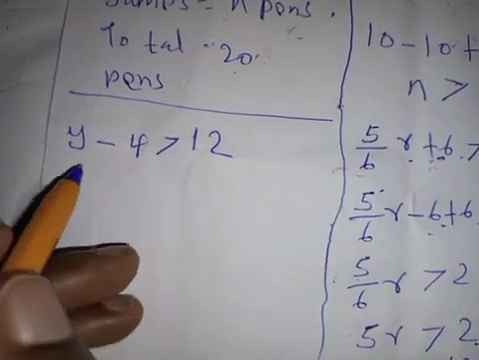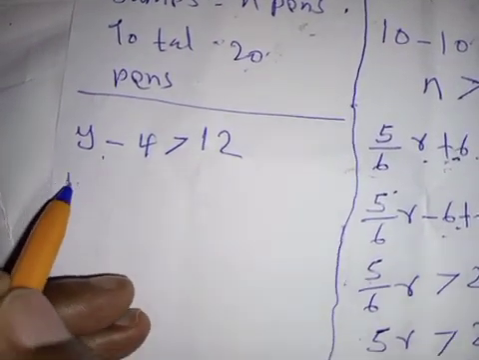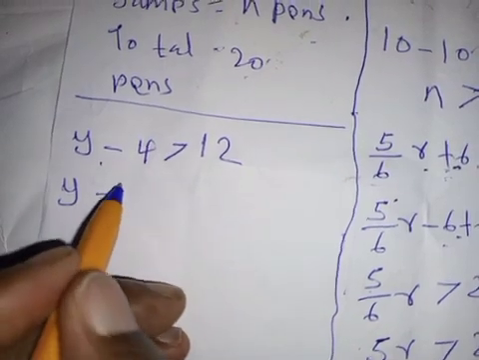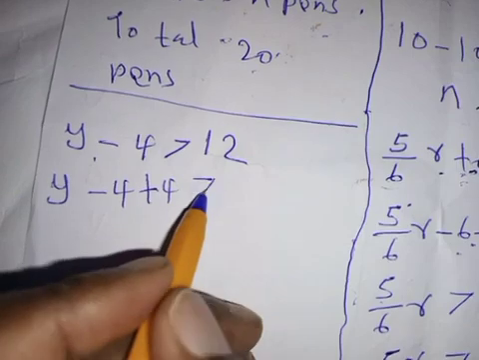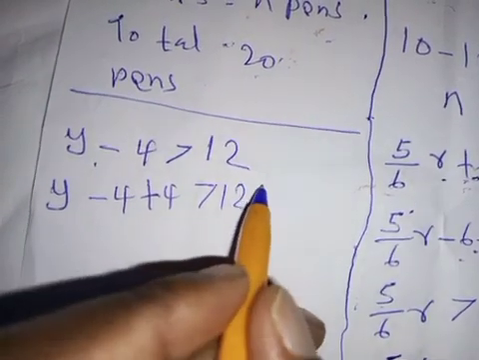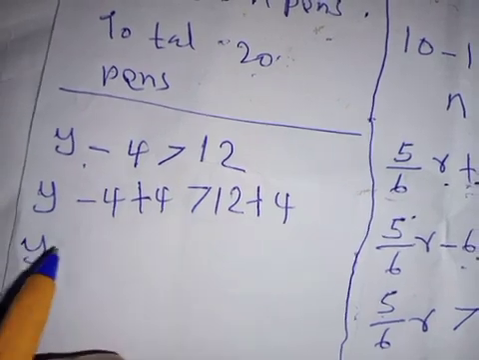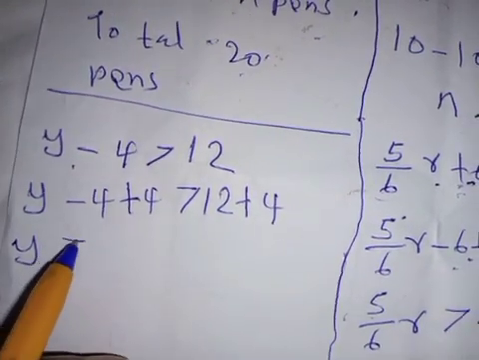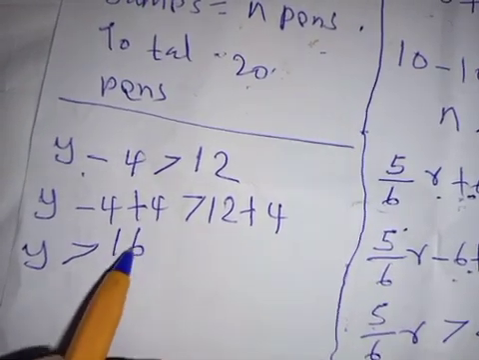You are also to simplify this one. So to do that, what you do, you add 4 on both sides. So you have y minus 4 plus 4 greater than 12 plus 4. So y minus 4 will cancel, greater than 12 plus 4 is 16.